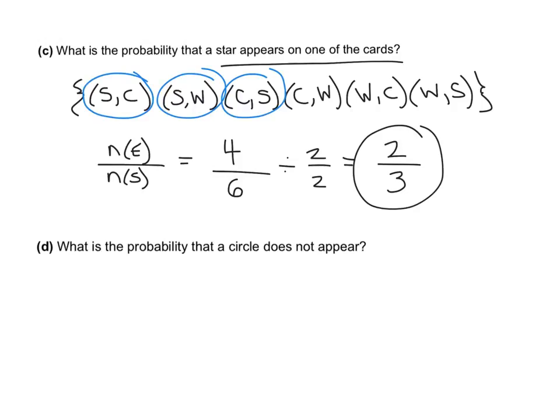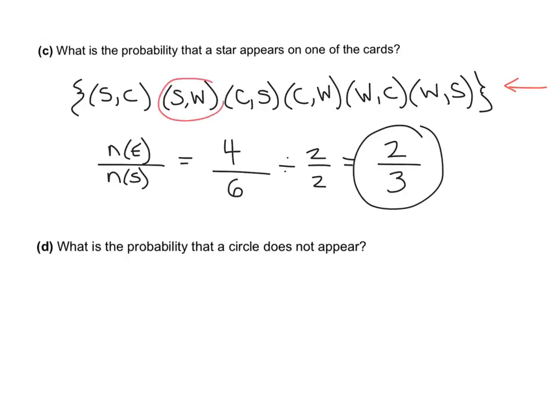Part D. What is the probability that a circle does not appear? I'll go back up to my sample space, and I'm going to circle the pairs where C, or a circle, is not part of the pair. So I have SW, and then I have WS. So a circle does not appear on a card 2 times.